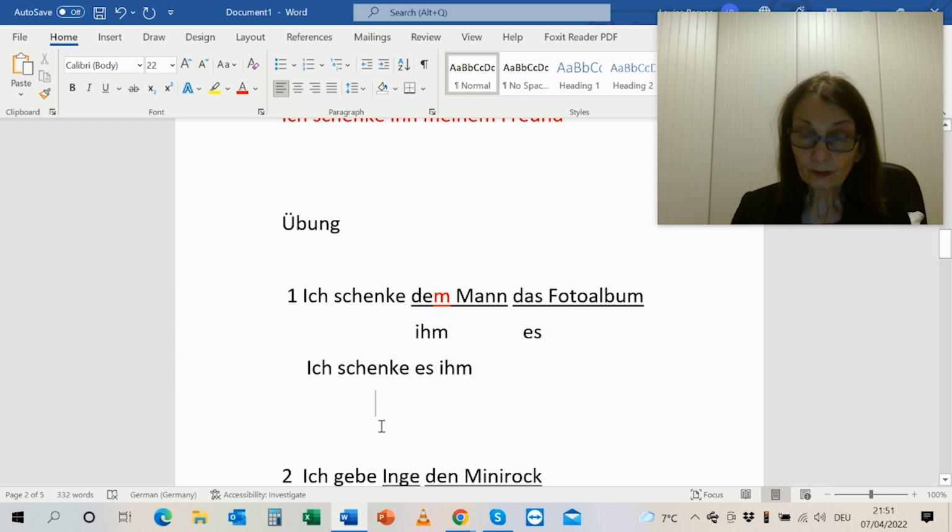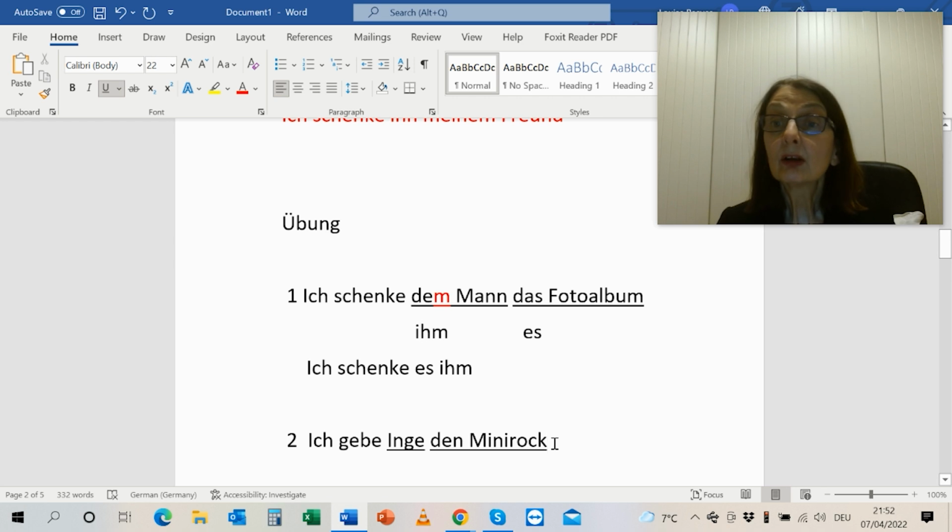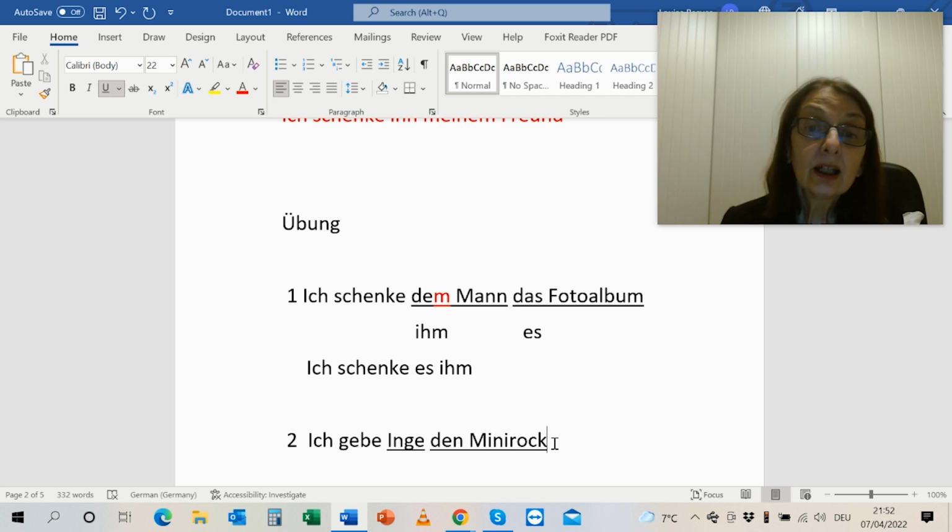Now we come up to the next one. Ich gebe Inge den Minirock. Okay, well Inge, if you don't know already, Inge is a girl's name. And den Minirock, Rock obviously is a masculine word, and the Minirock is a miniskirt. So we have a dative Inge, even though it's a name, and we have a Minirock being in the masculine accusative.